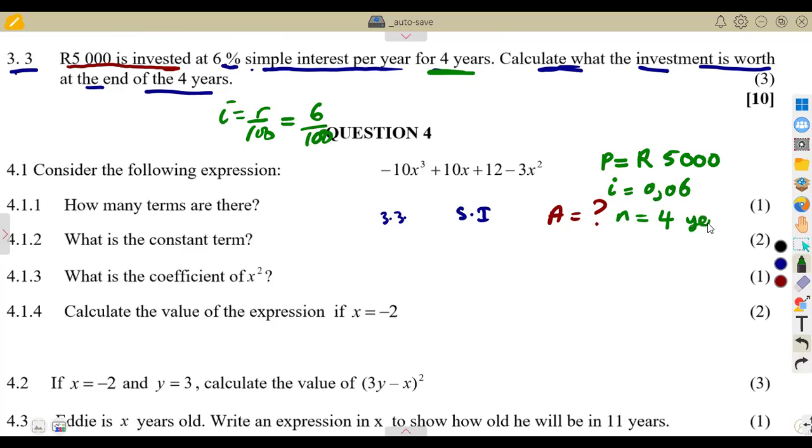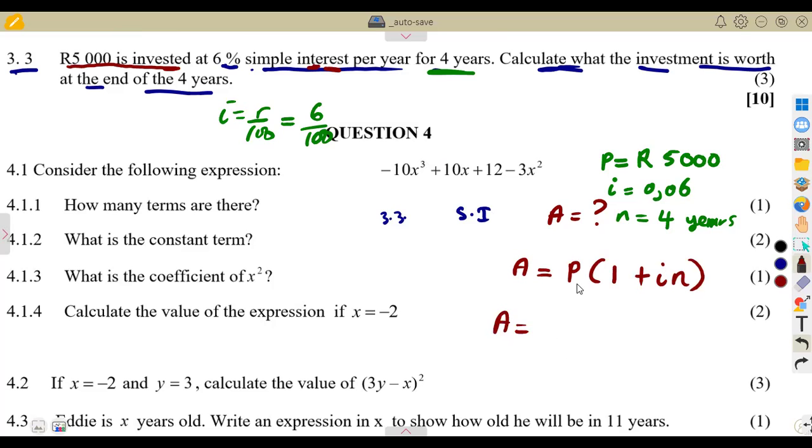Okay, that is the number of years, the time in years. So the question is, how do you calculate the amount accumulated using what? Simple interest. Take note, it's simple interest. So you're supposed to use the simple interest formula. We know that for the simple interest formula, amount is equal to P times (1 plus i times n), where i is the interest rate and n is the number of years. So we can calculate this.